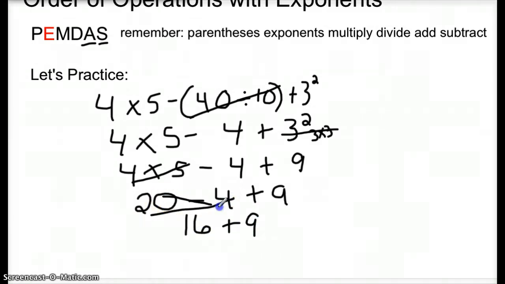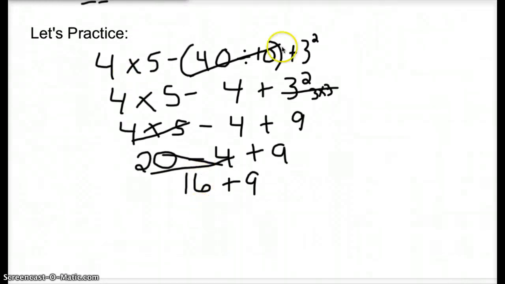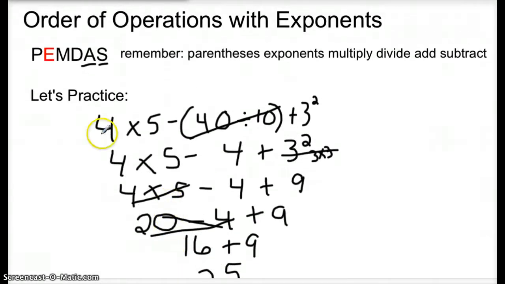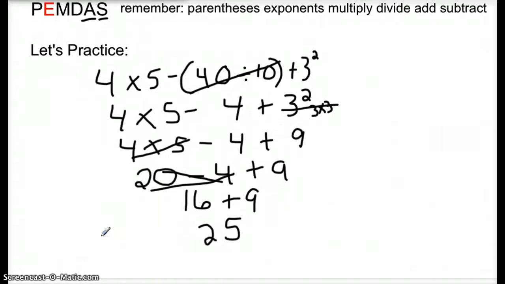So I'm finished with this part. So now I need to do 16 plus 9. And 16 plus 9 is 25. And so I made sure that I used the order of operations here. And I also made sure that once I got to my addition and subtraction, once those two things were left, that I paid attention to which one was first from left to right so that I can get 25.